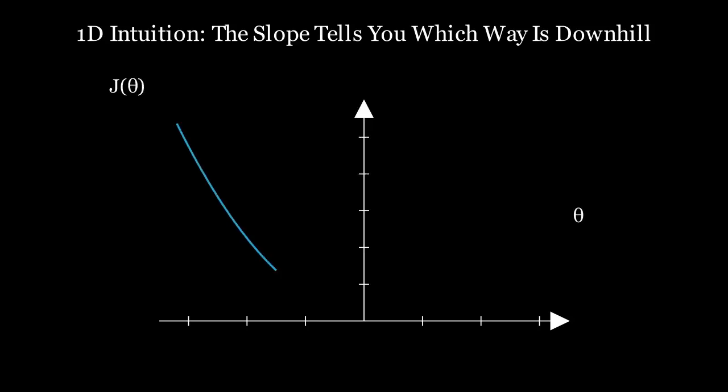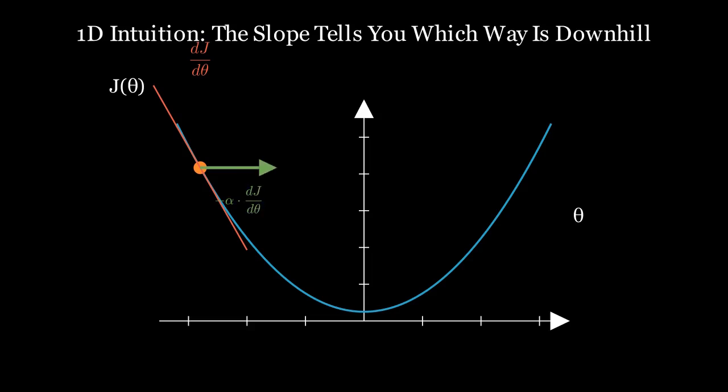Let's start simple, with just one parameter. Picture a smooth curve. The cost as a function of theta. You're a glowing dot sitting somewhere on this curve, not at the bottom, but you want to get there. The derivative at your position tells you the slope, which way is uphill and which way is down. If the slope is positive, you're on an uphill ramp going right. Step left. If negative, step right. In both cases, stepping opposite to the slope moves you downhill.